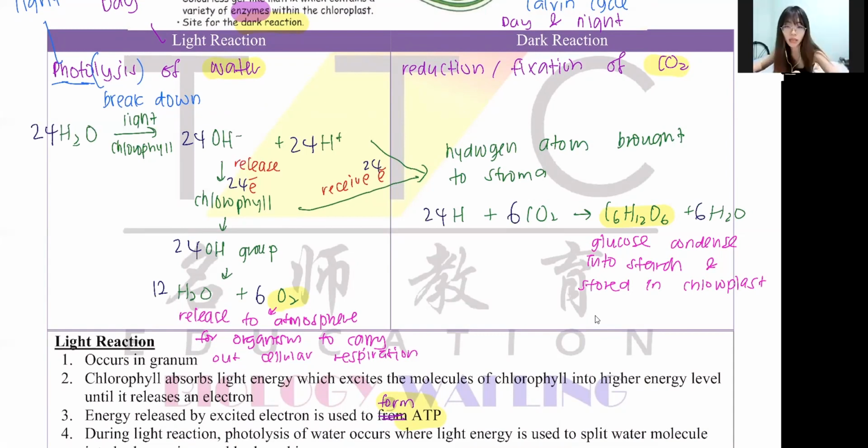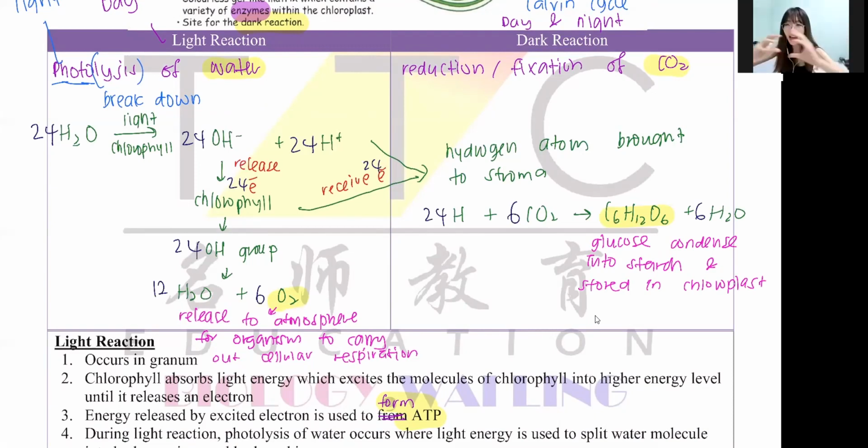Are all the numbers that I wrote here important? Not important, because in exam sentences you never write the numbers. But you have to know what OH minus stands for, what H plus stands for. Or you can just say release electron and so on. The number is not important, but just in case you are curious, this is the complete equation, okay? Of course, we are just learning light reaction and dark reaction.